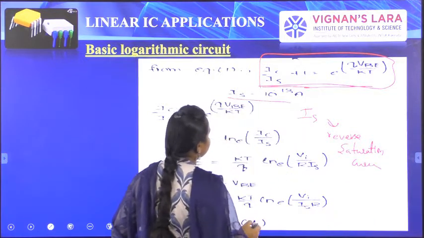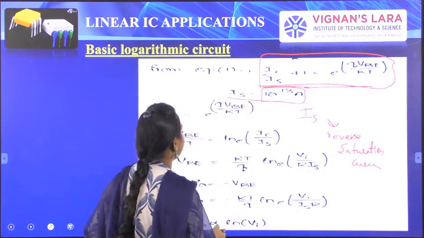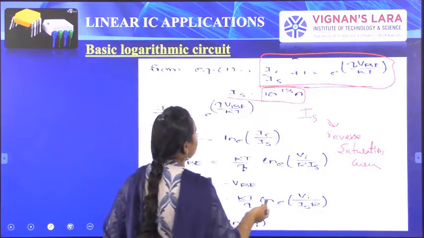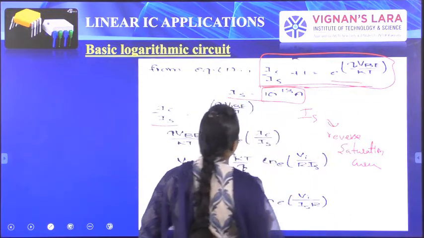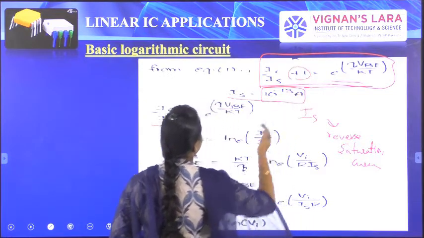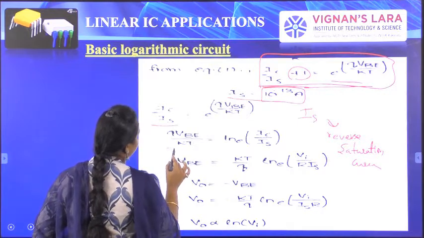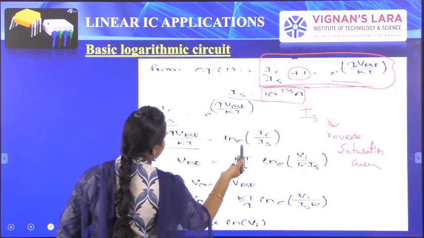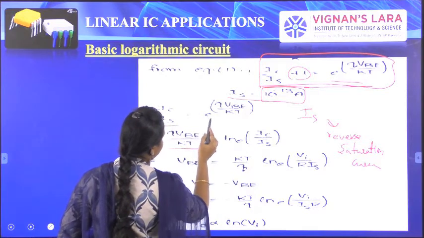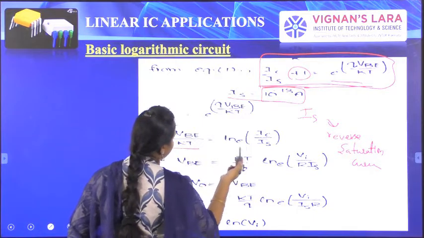The reverse saturation current is measured on the order of 10 power minus 13 A. So here IC by IS equals e power q VBE by KT. You can write it like this, ignoring the plus 1 value, because it is very small here. So we get q VBE by KT equals ln of IC by IS. You can take the logarithm here.